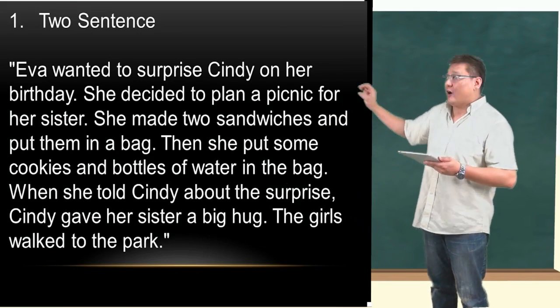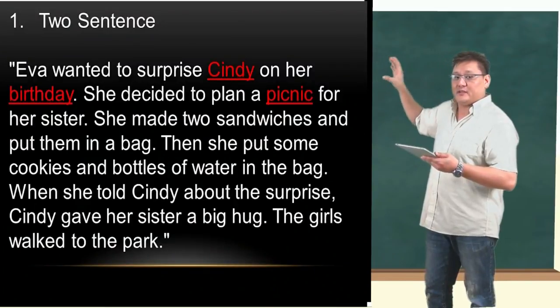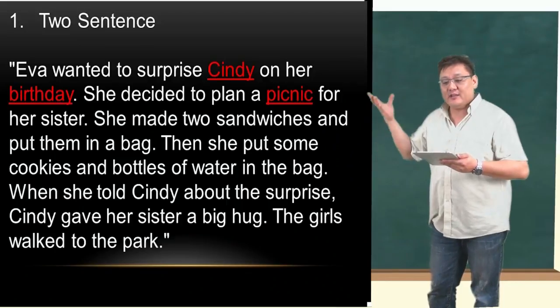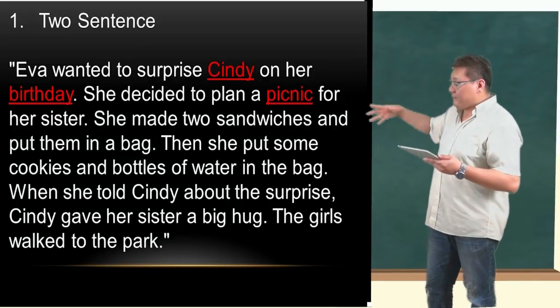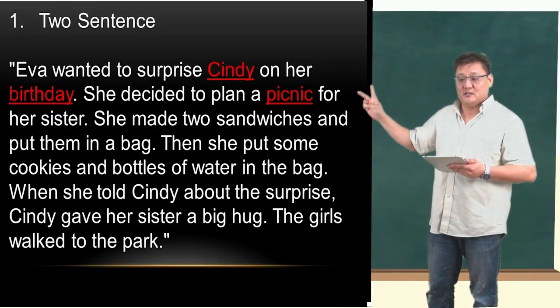Now, if the writer had written it like this, you would have understood the first sentence completely: Eva wanted to surprise Cindy for a picnic birthday. Then you go, okay, I got the whole thing. But they don't do this. So what do they do? They put this together into two sentences.